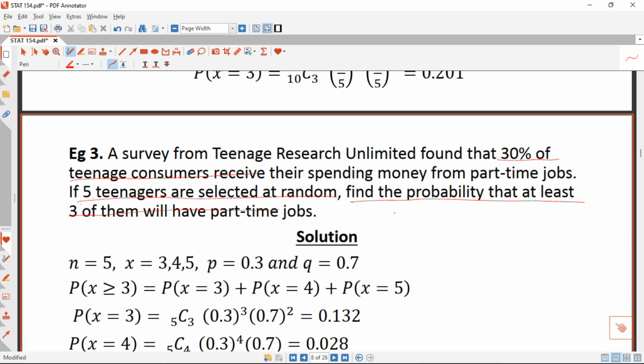So our p is equal to 30%. This 30% can be expressed as 30 divided by 100, and then we can say that our p is 0.3. If p is 0.3, our q will be equal to 1 minus 0.3, and our q will be equal to 0.7. And then our n was given inside the question as 5. And then our x, indeed, our x is at least.